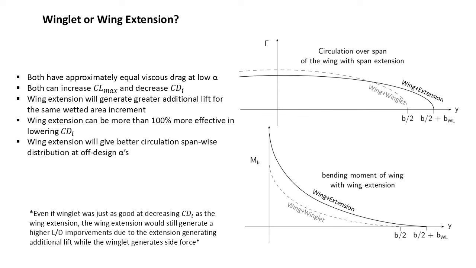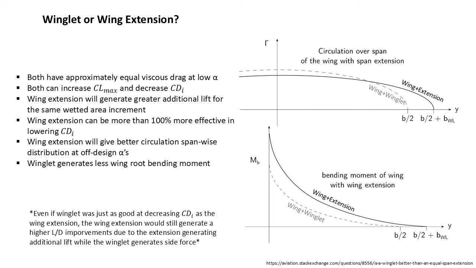At non-optimal and non-cruising AOAs, the wing extension will give a better circulation distribution along the span. However, the wing extension will produce the highest root bending moment for a given amount of lift. Consider the hypothetical that a winglet is just as good at decreasing the induced drag as a wing extension, which is obviously not the reality.